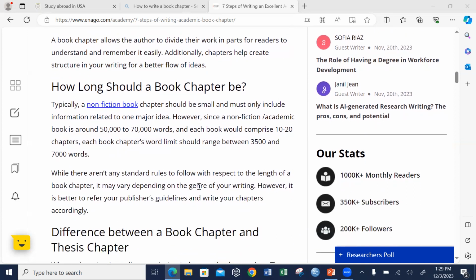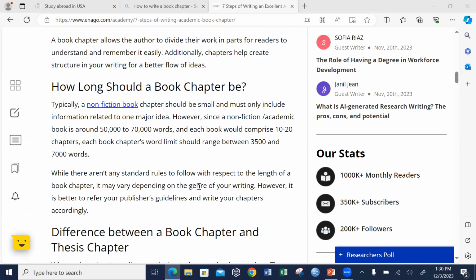Typically for non-fiction books, that is for academic book chapters, chapters should be small and must only include information related to one major idea. For non-fiction or academic books, the length sometimes falls between 50,000 and 70,000 words. And each book will comprise, depending on the author, 5 chapters, 6 chapters, 10 chapters, through 20 chapters, depending on the volume in terms of the number of pages that the publisher is requesting.